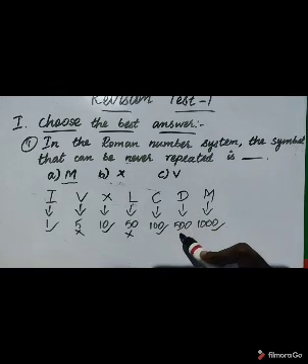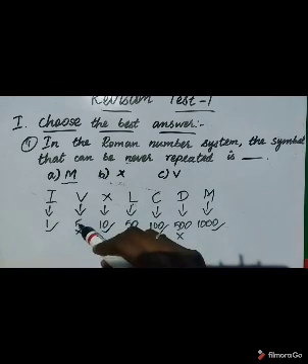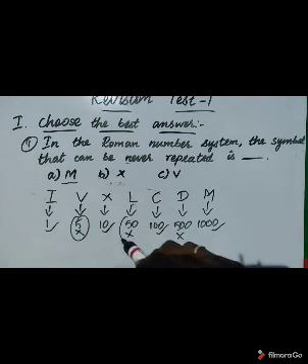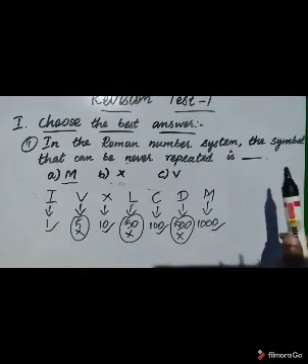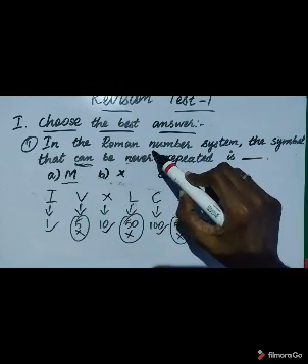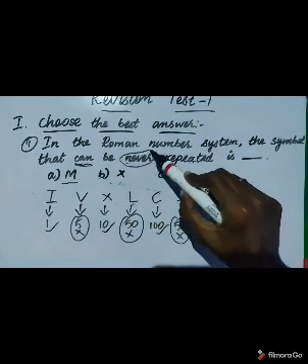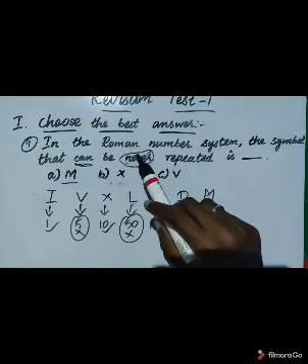All of you made a mistake because you just saw "can" and thought which can be repeated. Here you have to see "never". Never means no, which cannot be. So which cannot be repeated? M is 1000, so it can be repeated. X is 10, it can be repeated. V is 5, so only this cannot be repeated. This is the correct answer.